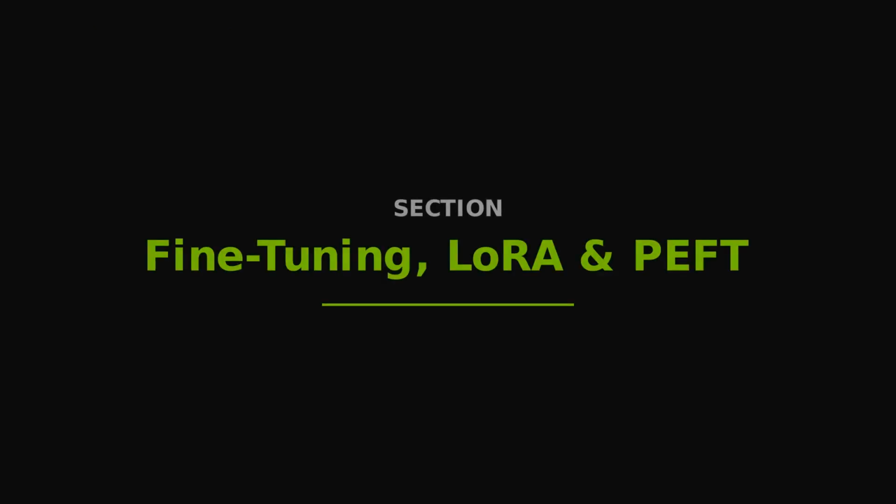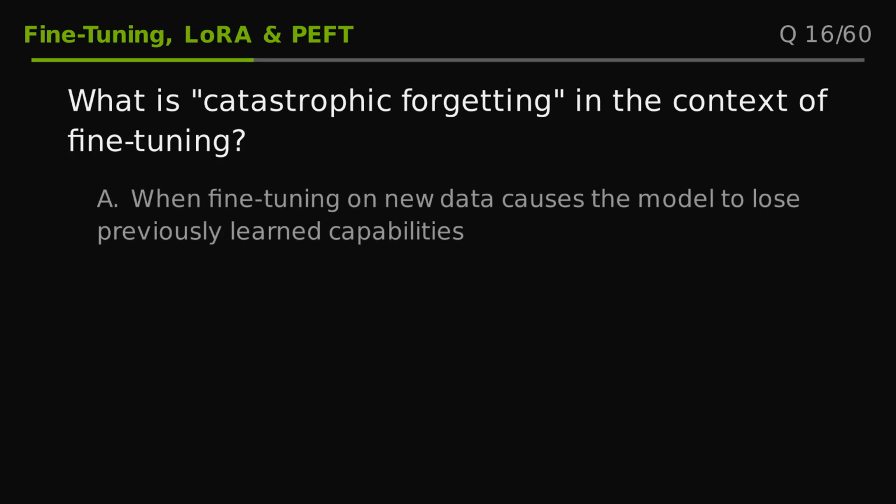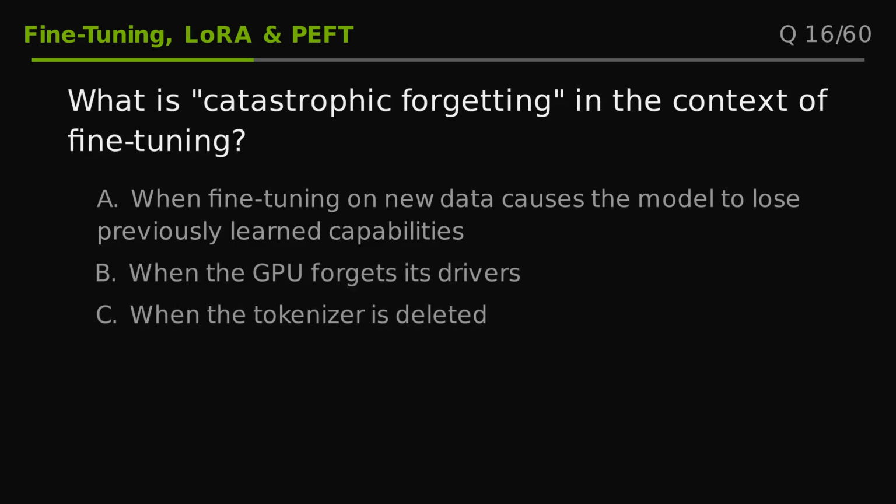Next section. Fine-tuning, RLHF, and PEFT. Question 16. What is catastrophic forgetting in the context of fine-tuning? Option A, when fine-tuning on new data causes the model to lose previously learned capabilities. Option B, when the model forgets its drivers. Option C, when the tokenizer is deleted. Option D, when training data is encrypted.